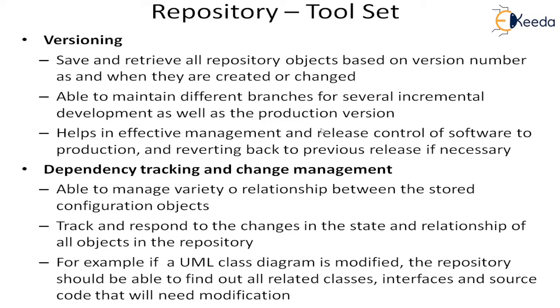So now we come to the tool set, because we have always been talking of the tool set. So it will have a repository and then it will have a tool set. So what is the role of this tool set? What will they actually do? The first and foremost is the versioning. It will save and retrieve all repository objects based on version number as and when they are created or changed.